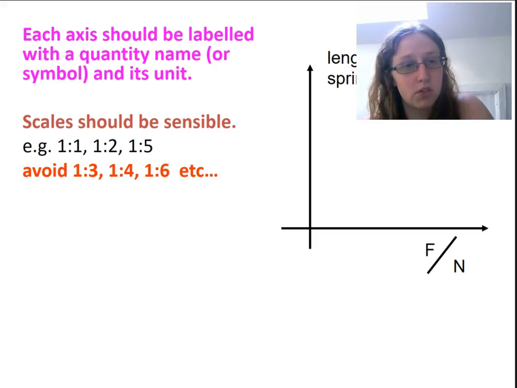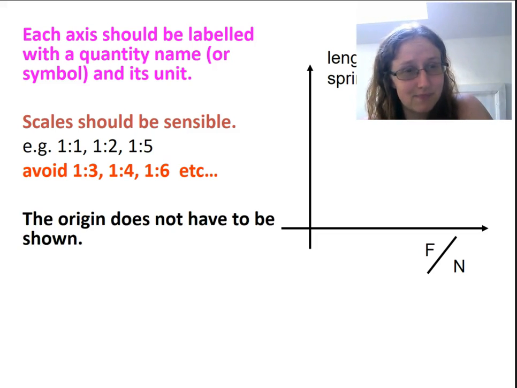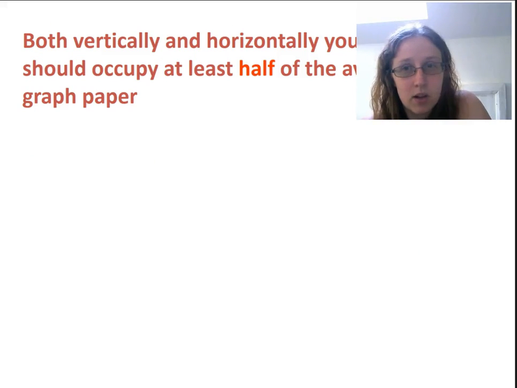Stick with 1 to 1, 1 to 2, 1 to 5. 1 to 10 is fine as well. Those sorts of ones that are easy to calculate and figure out. You don't have to show the origin, that's the other thing. If you don't show the origin, you can put a zag in. That's the little wiggly thing that goes across the scale. Or you can just label that this is where I'm starting from. You don't actually need the zag.